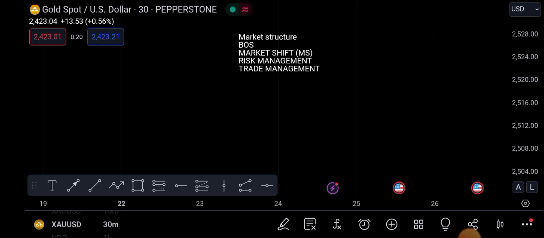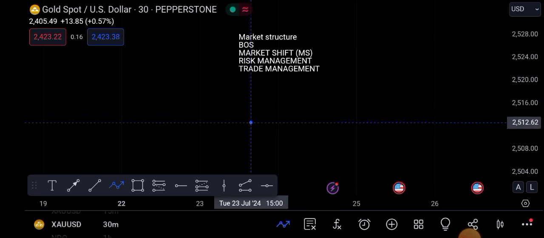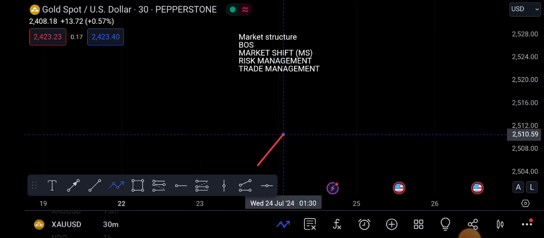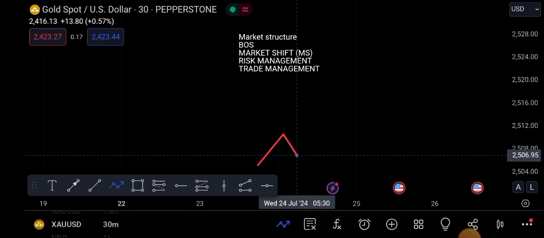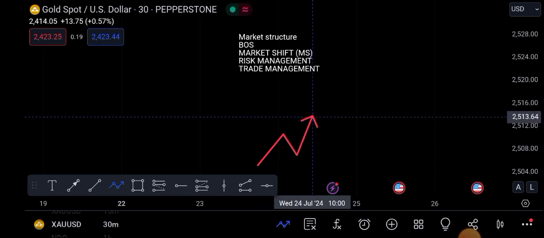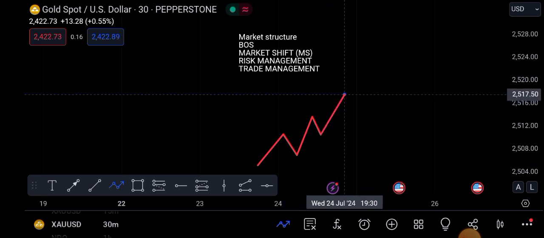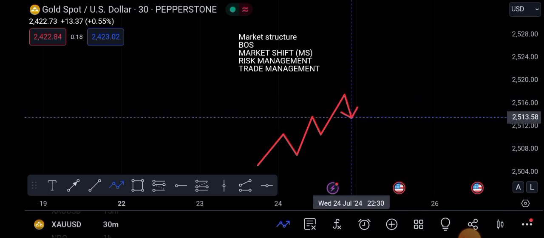Since you have talked about it in the other class, I just want to give a brief introduction about market structure and break of structure. First of all, as we have learned before, a market in an uptrend goes like this. We will be using an uptrend for this class. This is what we call market structure. You can see I'm drawing a trend line here. This is how the market works.